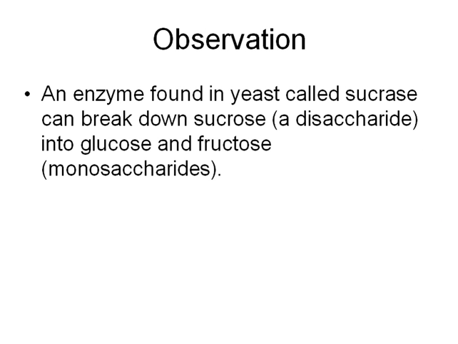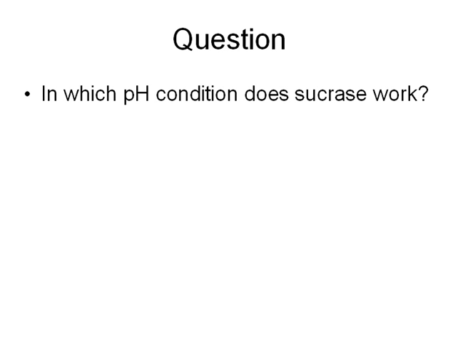So, your pre-lab. This is your observation, okay, the problem. This is the initial thing, okay. An enzyme found in yeast called sucrase can break down sucrose, a disaccharide, into glucose and fructose, which are monosaccharides. Make sure you write down your observation. Your question: in which pH condition does sucrase work?